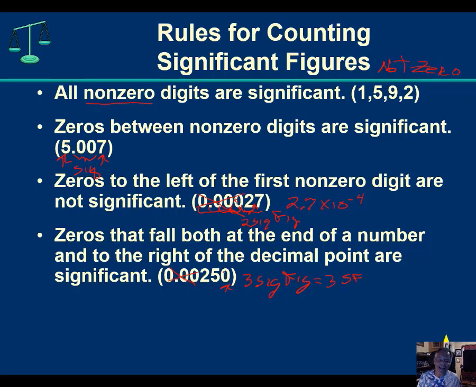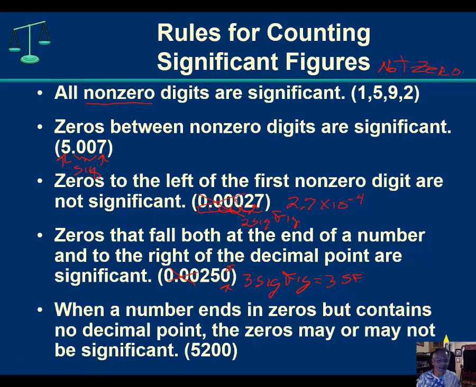So zeros at the end of a number and after a decimal place are considered significant zeros. That's part of your measurement right there. When a number ends in 0 but it contains no decimal point, the zeros may or may not be significant. So it's best to assume that a number written in this fashion only has 2 significant figures. These are both non-zero digits, so you know they're significant. I don't know whether those zeros are significant.